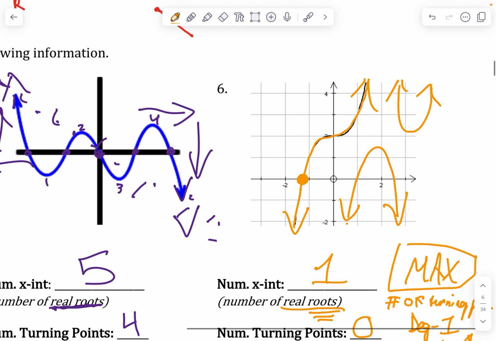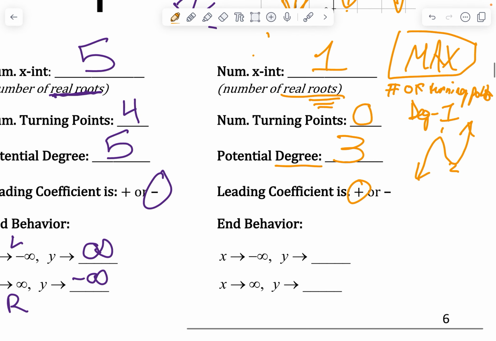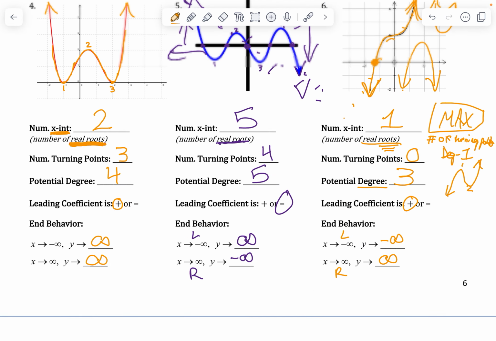All right, so my leading coefficient, since it's an odd degree, same thing, it's going to be a positive or negative trend. This arrow starts down and ends up, so that is going to be a positive trend as it goes up. And so since it's a positive trend, remember this is left, this is right. As I go to the left, I go down, negative infinity, and as I go right, I go up to positive infinity.